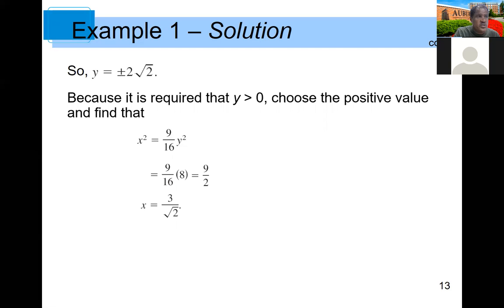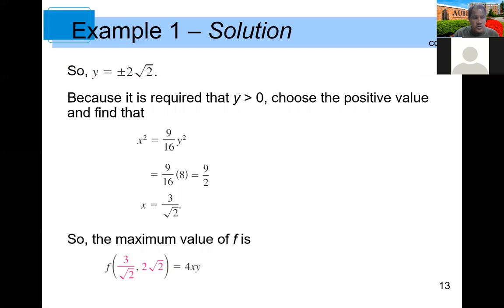How about y? y is 2 root 2. Okay. So that's it. We have x 3 over root 2, y 2 root 2. So if you put that value of x in 4xy, you get 4 times x, which is 3 over root 2, times y, which is 2 root 2. And if you solve this, what you get is 24. Okay. 4 times 6, which is 24. Root 2 and root 2 will cancel.